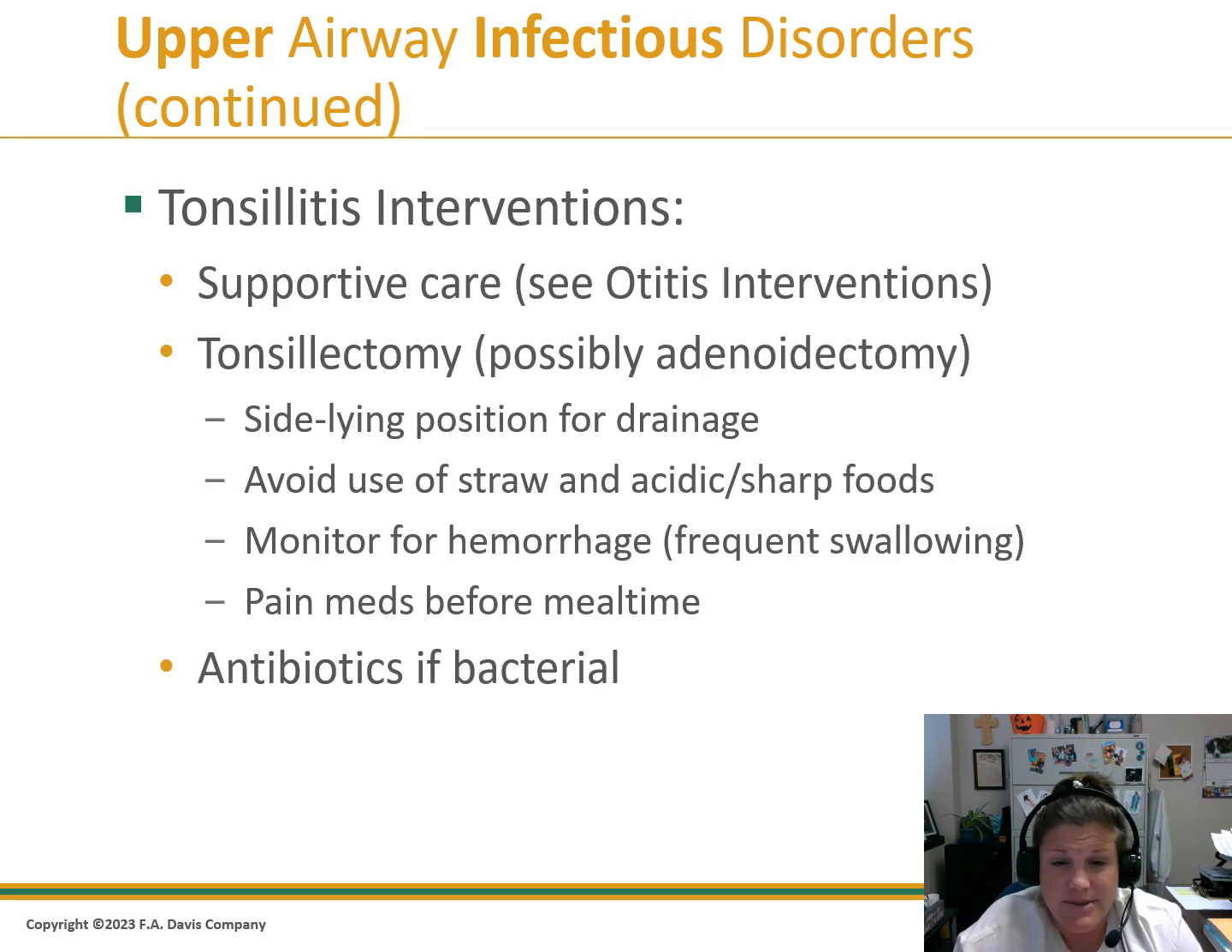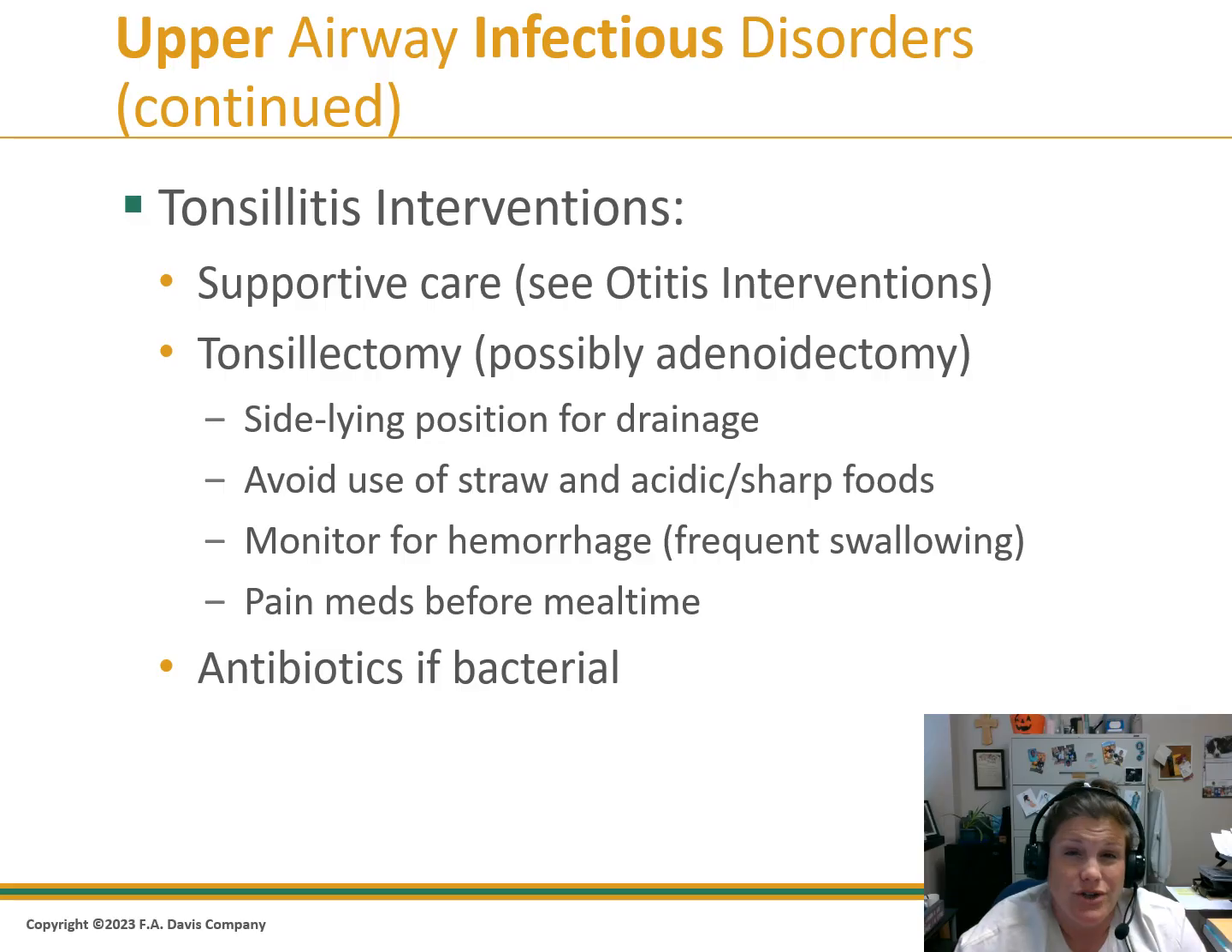And so our care is supportive, especially if we've determined it's viral. If a patient is experiencing this frequently enough, they may be a candidate for a tonsillectomy, to have that and potentially even their adenoids removed. If a patient has a tonsillectomy, there are some important things to be aware of in the post-op care. The patient's position should be side-lying, and that's to help with drainage and prevent choking and aspiration. The patient should avoid using a straw and eating anything that's sharp or acidic because that will irritate the area.